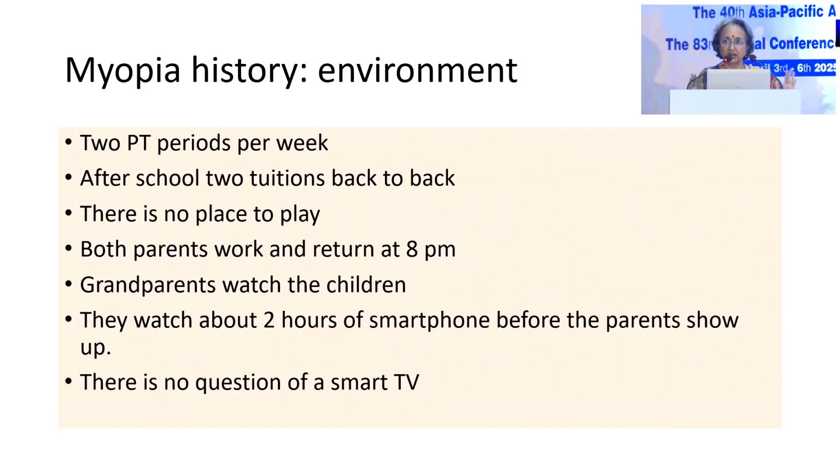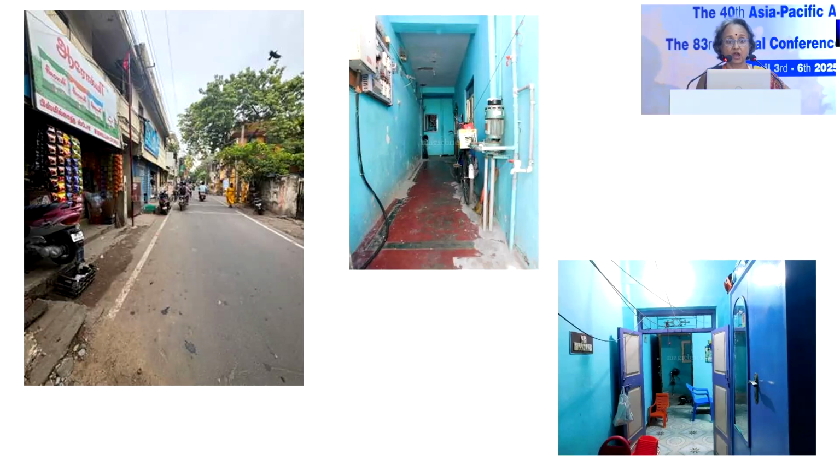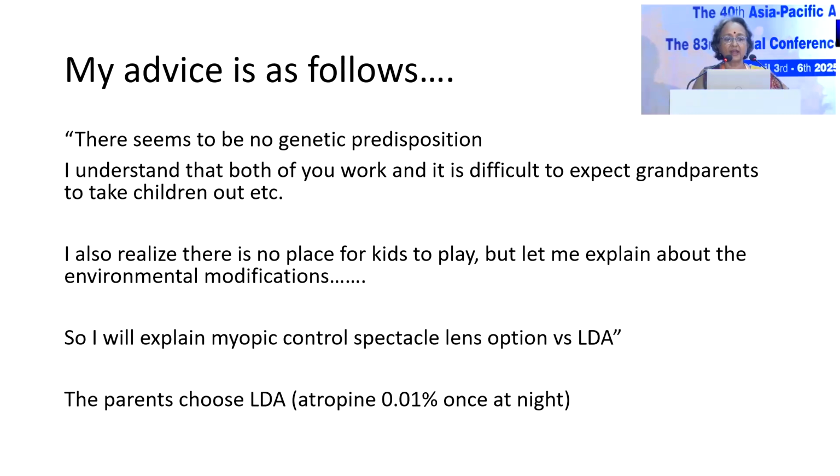Grandparents watch the children. The children watch 2 hours of smartphone before parents show up, so that the grandparents can watch TV. There is no question of a smart TV. Because sometimes I'll tell them, project it in a smart TV. No, at least they're not sitting with the gadgets. This is their house. Where will they play? Where is the window? Where is the balcony? There is nothing. So my advice is like this.